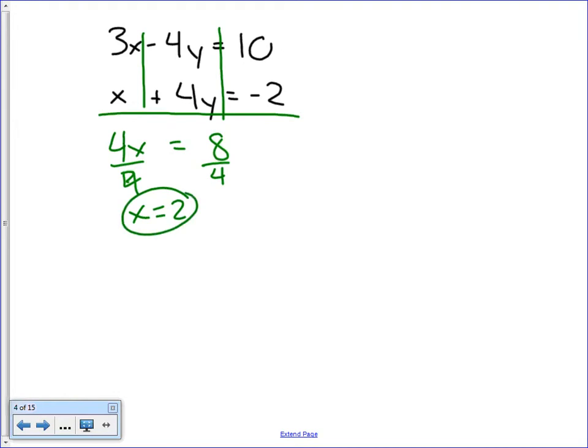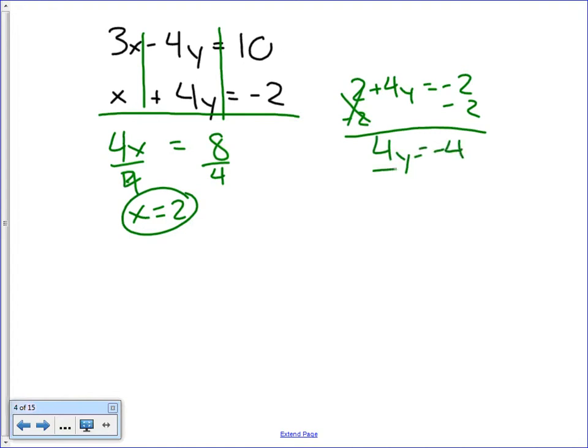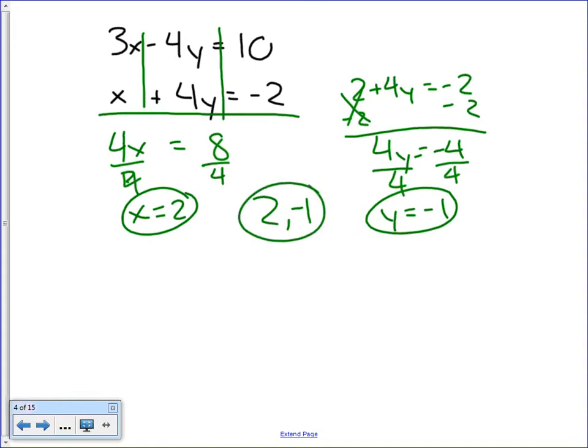Choose one of the equations to plug that 2 in. I can plug that 2 in for x in the bottom one. So let's do 2 plus 4y equals negative 2. Then I can subtract 2 on both sides, so 4y is going to equal negative 4. Then I can divide by 4 on both sides, so y will equal negative 1. So the point (2, negative 1) is my answer for that one.